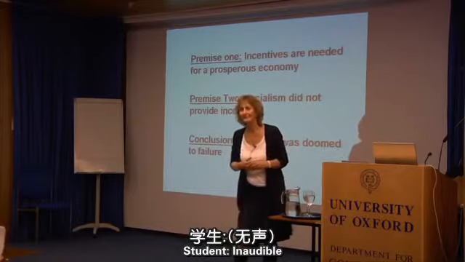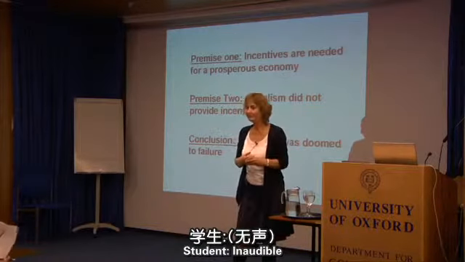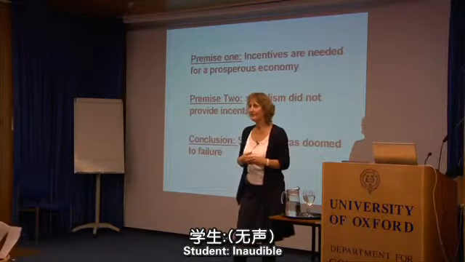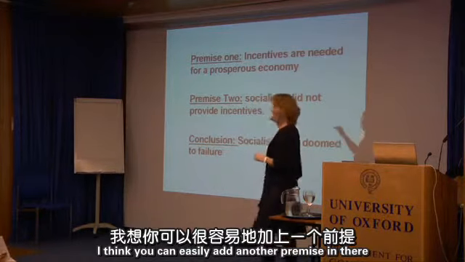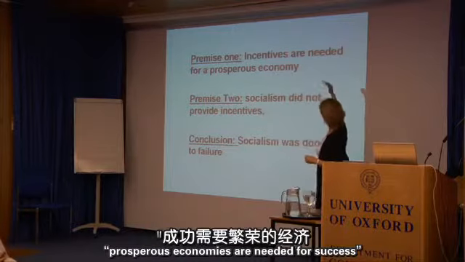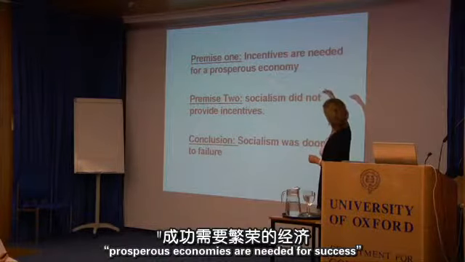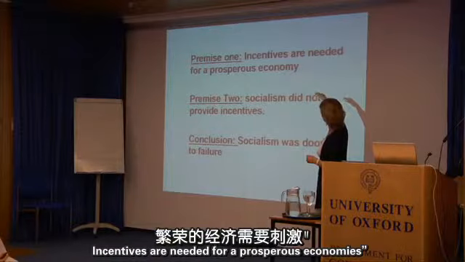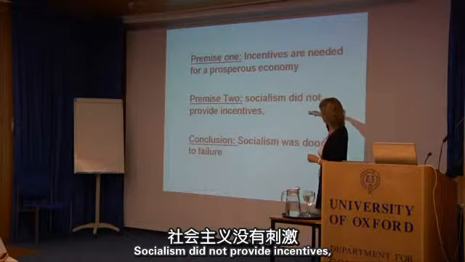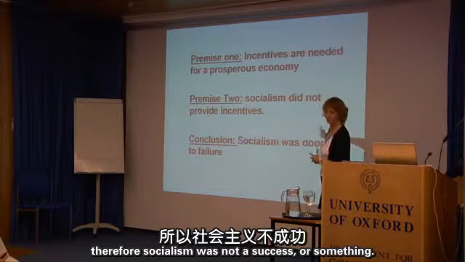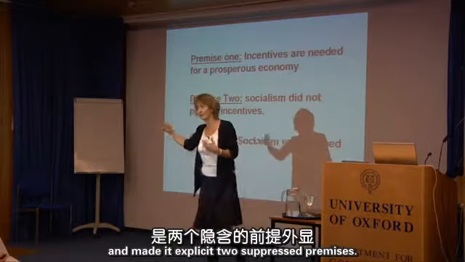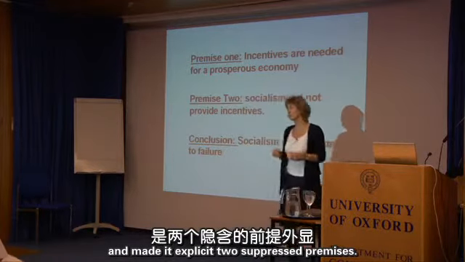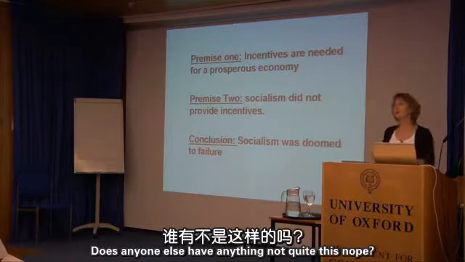That's a substantive point, actually, because not everybody would equate a prosperous economy as being a must-have. I completely accept your point. I think you could easily add another premise in there, and you could say prosperous economies are needed for success, incentives are needed for prosperous economies, socialism did not provide incentives, therefore socialism was not a success, or something. Do you see? We could easily have added that one in as well and made explicit two suppressed premises. Yeah, fair enough. Okay, anyone else have anything?